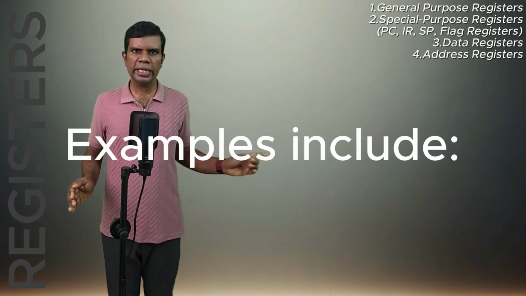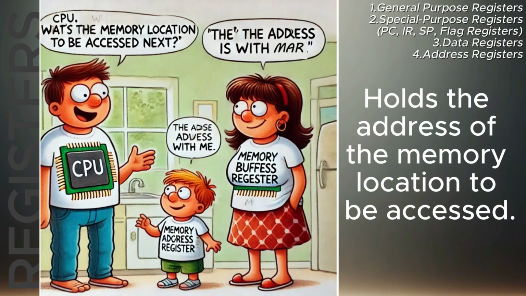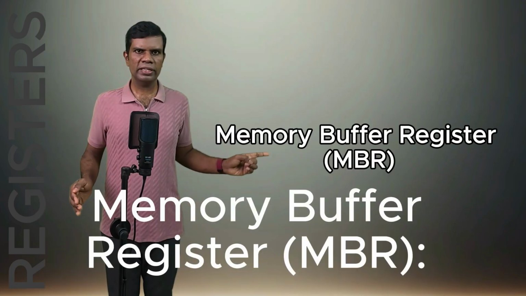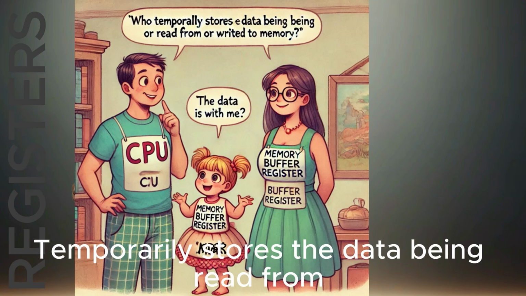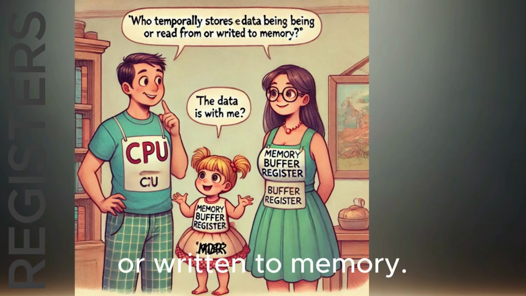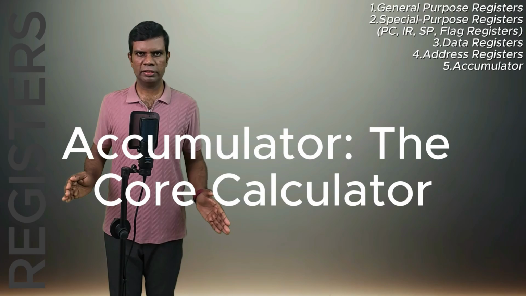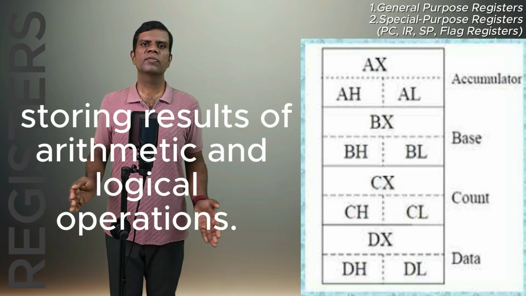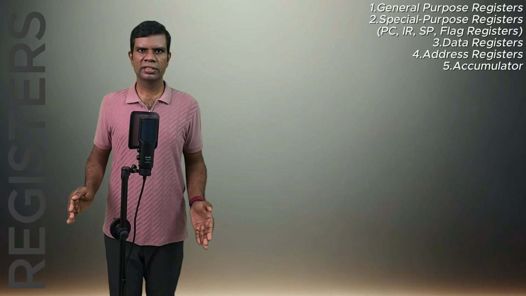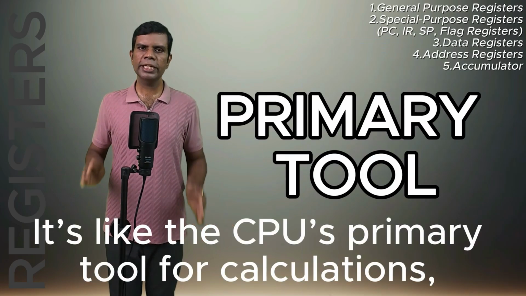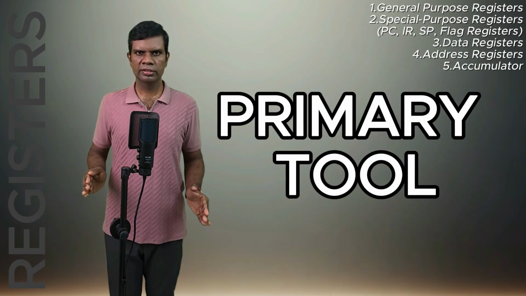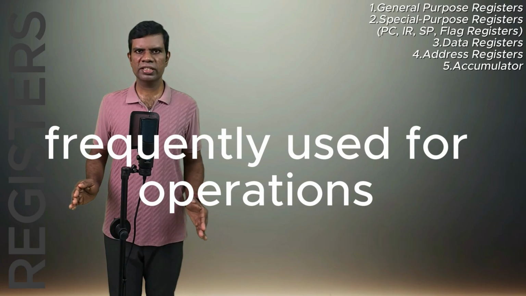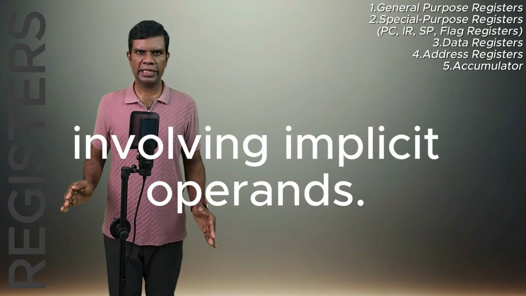Examples include the memory address register, which holds the address of the memory location to be accessed. The memory buffer register temporarily stores the data being read from or written to memory. Fifth one, accumulator, the core calculator. The accumulator is the go-to register for storing results of arithmetic and logic operations. It's like the CPU's primary tool for calculations, frequently used for operations involving implicit operands.